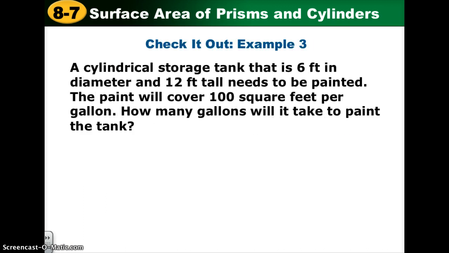A cylindrical storage tank that is 6 feet in diameter and 12 feet tall needs to be painted. The paint will cover 100 square feet per gallon. How many gallons will it take to paint the tank? Well, first we need to know the actual size. So we're going to start by finding out what the surface area is.